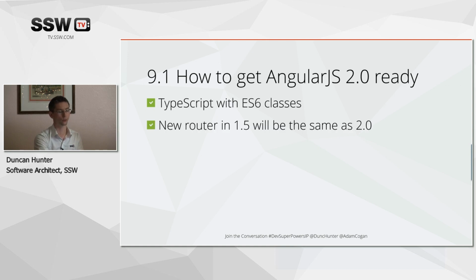I would use the new router that was meant to come out in 1.4. That's going to be the same router they're going to use in Angular 2, and it's meant to come out in 1.5, but I've got a feeling that it won't come out in 1.5, because you listen to them talk about it.